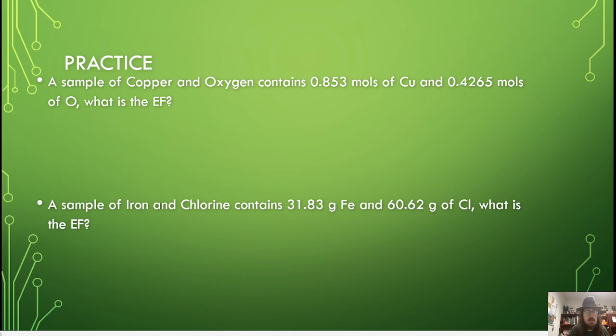So let's look at this. Before we go on any harder, copper and oxygen: copper 0.853 moles, and oxygen 0.4265 moles. And then I've got an iron and chlorine: 31.83 grams of iron, and 60.62 grams of chlorine. So let's look at these guys, if you don't mind.